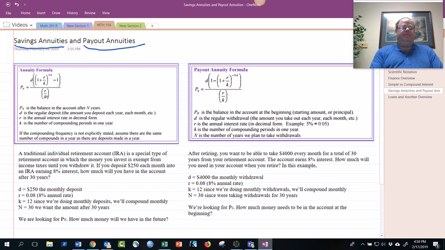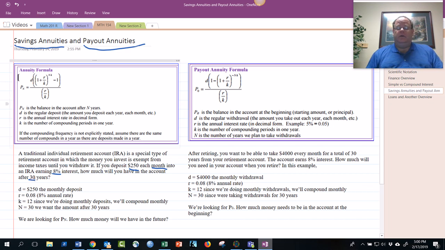We're going to do the savings annuity or the plain old annuity first. A traditional individual retirement account, IRA, is a special type of retirement account in which the money you invest is exempt from income taxes until you withdraw it. If you deposit $250 a month, earning 8%, how much will you have in 30 years?